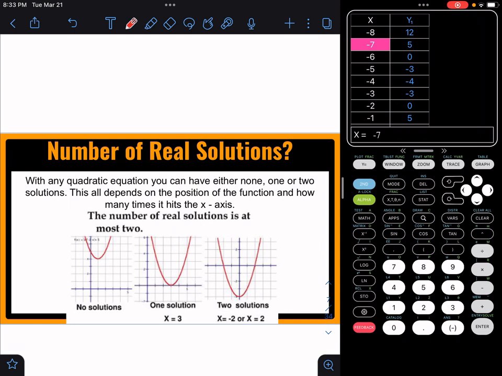This all depends on how many times the graph hits the x-axis. So if the graph only goes through the x-axis once, then that would be one solution. If it hits it twice, like that last example there, that would be two solutions. And if the graph is really above the x-axis or really below the x-axis, then it's never going to hit it, so we would say there are no solutions. There's no real solutions.